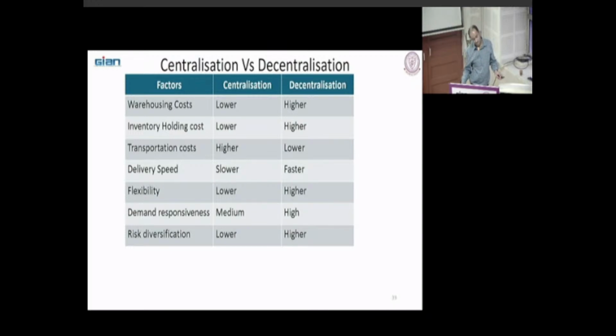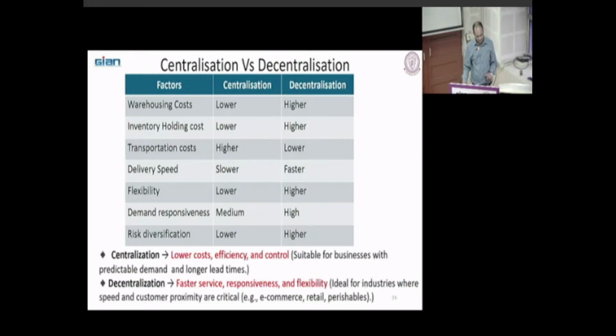Why is it higher? Because you have multiple DCs. You may face a problem at one DC, but not at all the DCs. And that's why during COVID-19, everybody was talking about this risk diversification: having multiple suppliers, local suppliers, global suppliers. So how do you select the strategy?